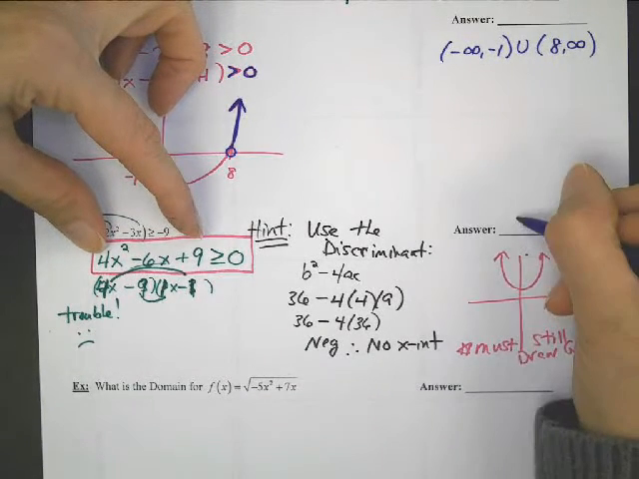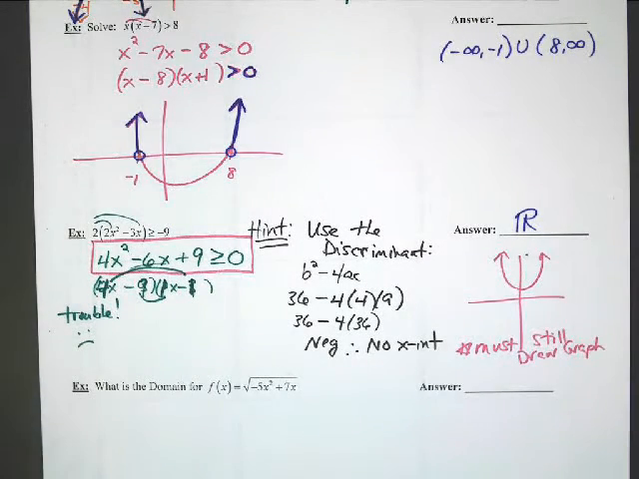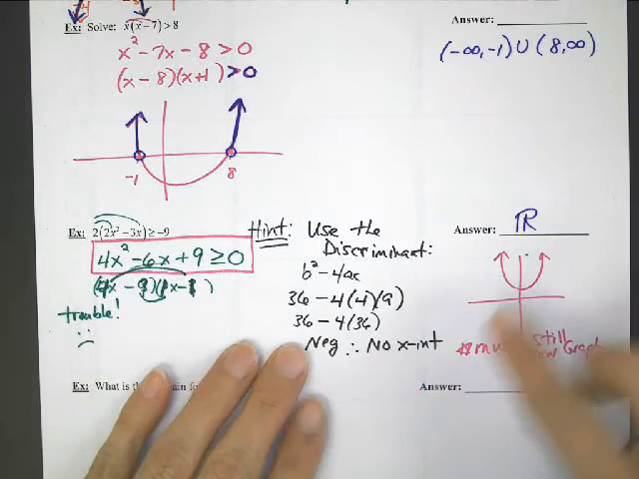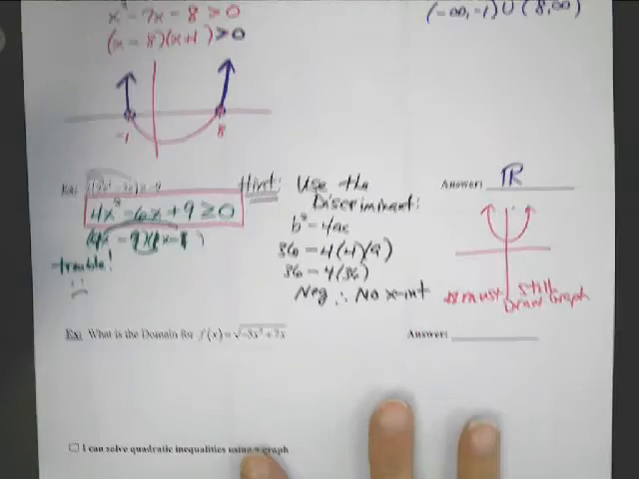Everywhere. This answer is all reals. Now don't start with that always. Just because the discriminant's negative doesn't mean that that's always the answer. That's just what this picture was showing us. Okay, we'll do a couple of those in just a second.